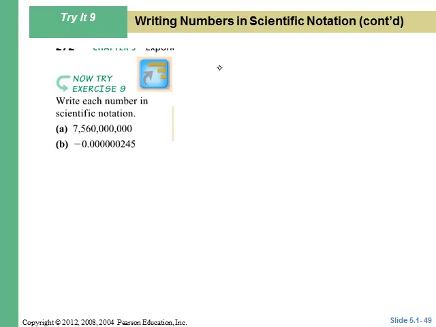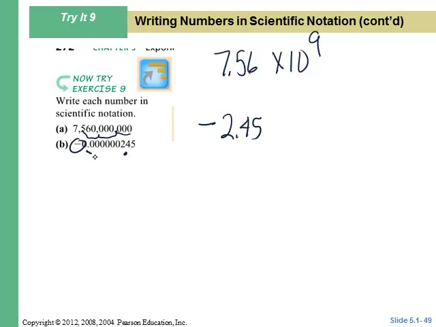Okay, so this would be 7.56 times 10 to the 9th. Negative, this negative sign is needed. 2.45, put the decimal point here. 1, 2, 3, 4, 5, 6, 10 to the negative 7th.